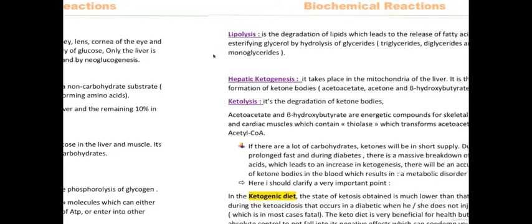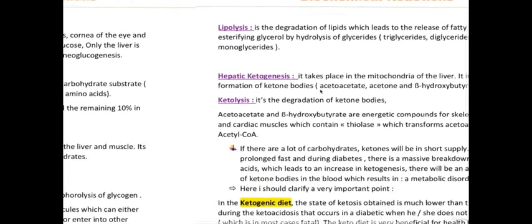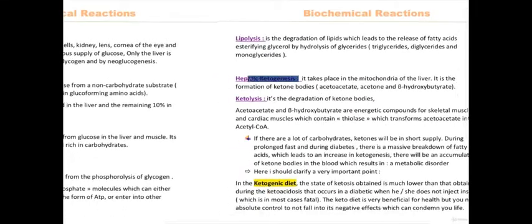Lipolysis is the degradation of lipids, which leads to the release of fatty acids from triglycerides to diglycerides and from diglycerides to monoglycerides. Now let's go to hepatic ketogenesis. It takes place in the mitochondria of the liver. It is the formation of ketone bodies, which are acetoacetate, acetone, and beta-hydroxybutyrate.